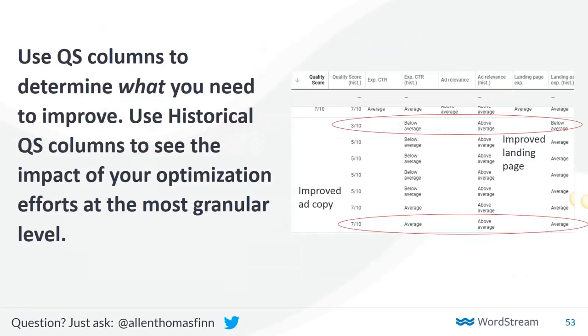So we can see here, for example, that an improved landing page led to a return from below average back to average in landing page experience, and improved ad copy kicked our expected click-through rate up from below average to average, bringing our overall quality score from a 3 to a 7. And obviously this is pretty in-depth analysis at a very minute level, so it can be pretty tedious, but it's great to know what things you're changing and where they're moving the needle.